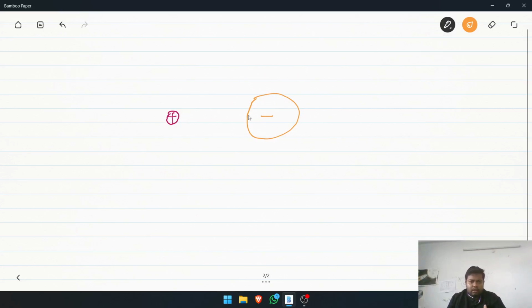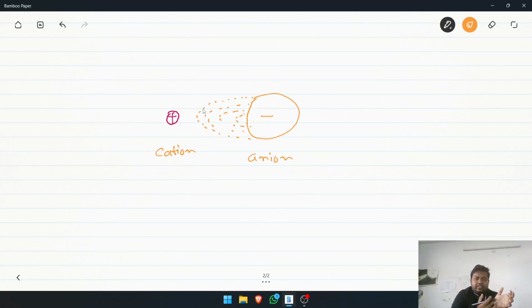Now when an anion approaches near to a cation, what happens? The electron cloud in the anion gets distorted. It seems like the anion is trying to share its electron cloud with the cation. This is very important to understand. This phenomenon is called polarization.